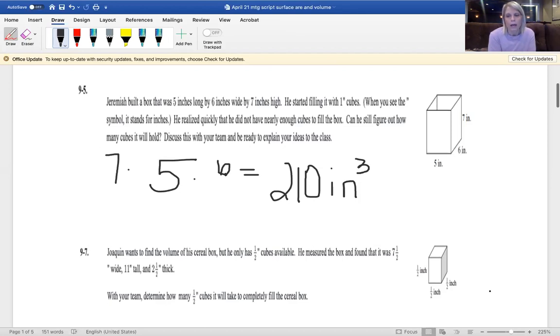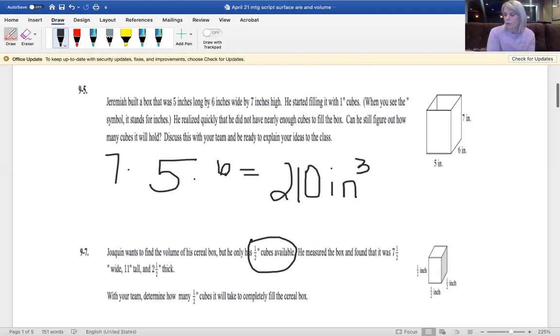So think about what we have. We have a smaller cube. It's only 0.125 inches cubed instead of 1 inch cubed. So think about this problem now. Joaquin wants to find the volume of his cereal box, but he only has these cubes available. So he only has these 1/2 inch cubes available. He doesn't have regular 1 inch cubes available. He measured a box and found that it was 7.5 inches wide, 11 inches tall, and 2.5 inches thick.